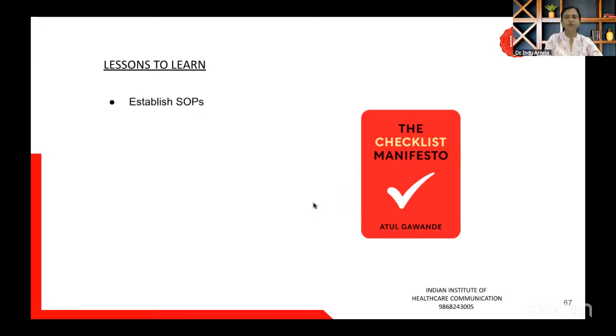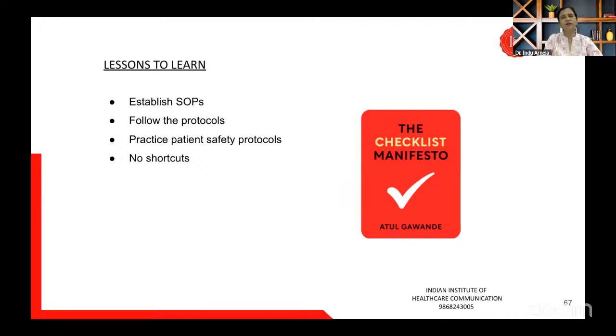So the lesson to learn is to establish SOPs for everything and anything that you are doing, and follow these protocols. Incidentally, we have protocols for a lot of things now because NABH and JCI are all SOP based. But are we really using them? Are we really implementing them? If not, they are more on paper but not in practice. So make sure that you put them in practice, use those protocols, and avoid shortcuts. Wherever we practice shortcuts, there is a possibility of error.